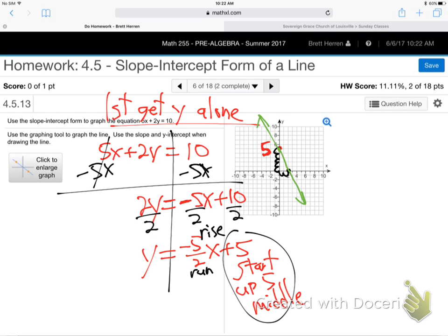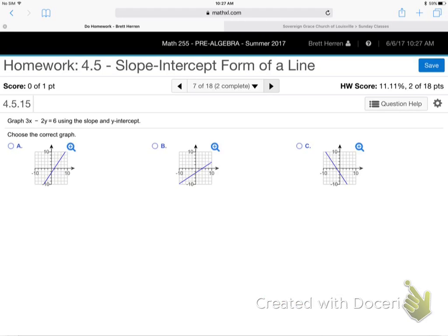Is that good? How many got that? How many got that graph basically right? Okay, good. It's a lot of you. Questions on that one? Good. All right. Let's try that one. So I'll do it over here.